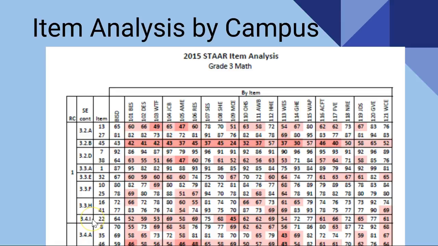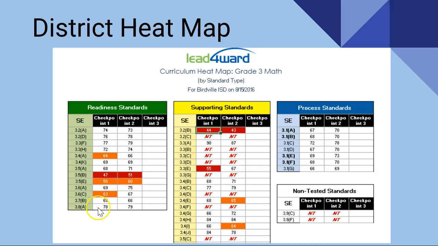Notice we have checkpoint 1 and checkpoint 2. Checkpoint 1 has the 2015 results of the STAAR that we took, and then checkpoint 2 is the 2016 STAAR results. So you can see if we've made any gains. If it's red, it's critical. If it's orange, it's caution. So we need to really look at those red and orange texts.